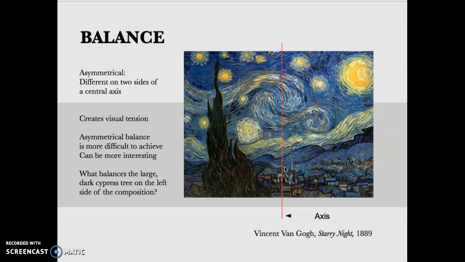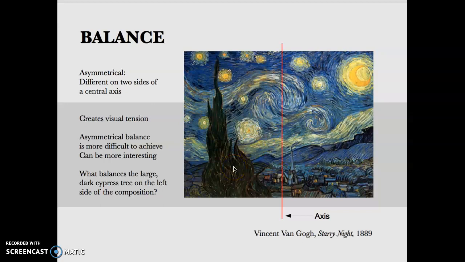Just as you have symmetry, you have asymmetry, which is the opposite of symmetry. It's an antonym. It does not mean the same thing, right? Here we have the axis line, and this is asymmetrical. Van Gogh's Starry Night. This is creating visual tension. We have a lot of diagonal movement happening here.